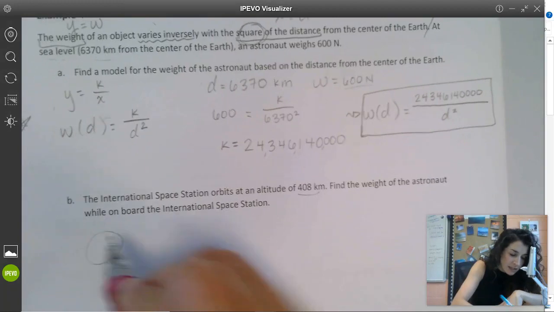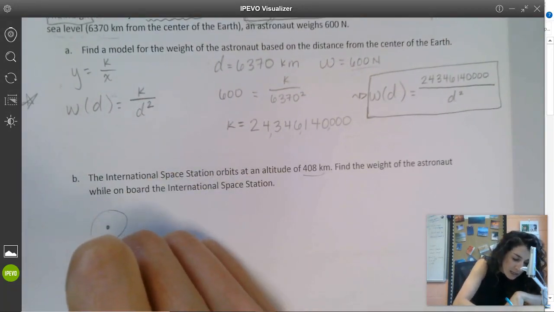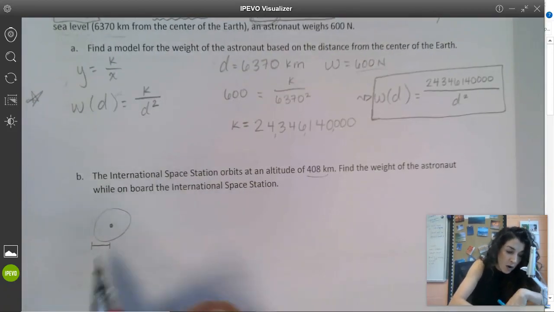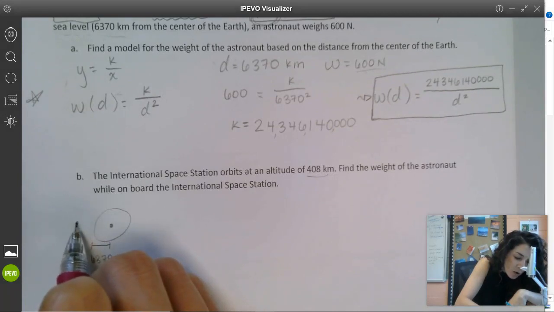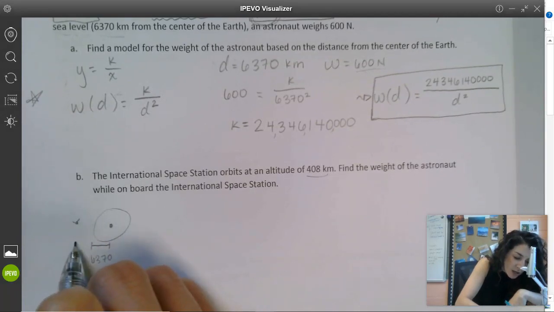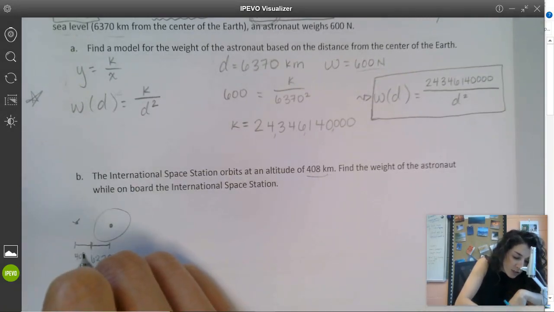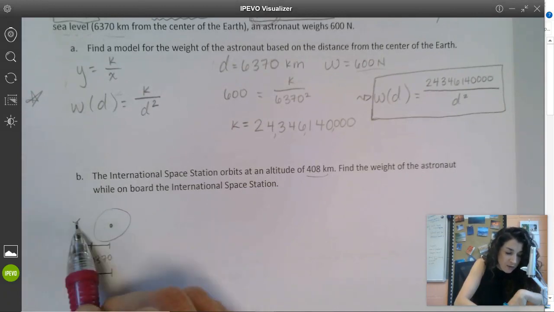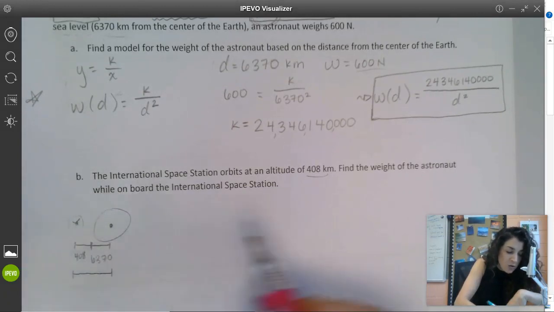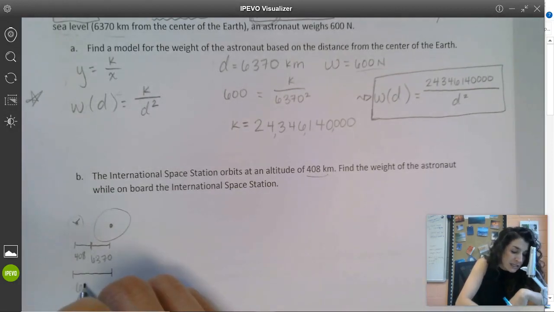So if we're thinking about sea level on the Earth, here's the center of the Earth. So we know that our radius, in other words, the distance to the core, would be 6,370 kilometers. Then being in orbit, which is definitely not drawn to scale, but we get the general idea, will be an additional 408 kilometers, which means my total distance from the orbit of the space station to the center of the Earth will be those added together, which is 6,778.